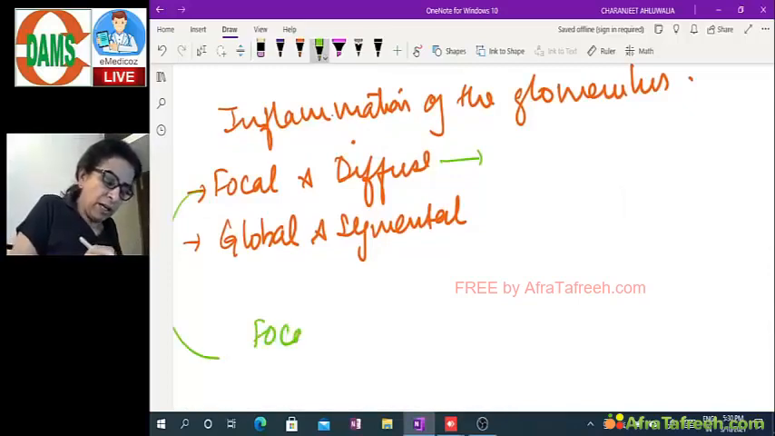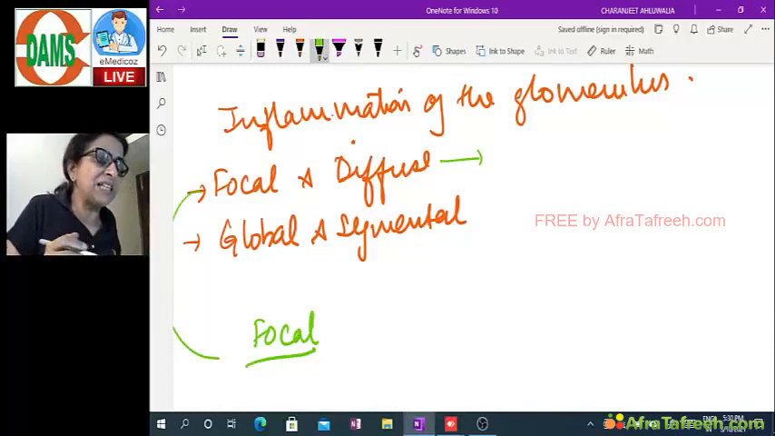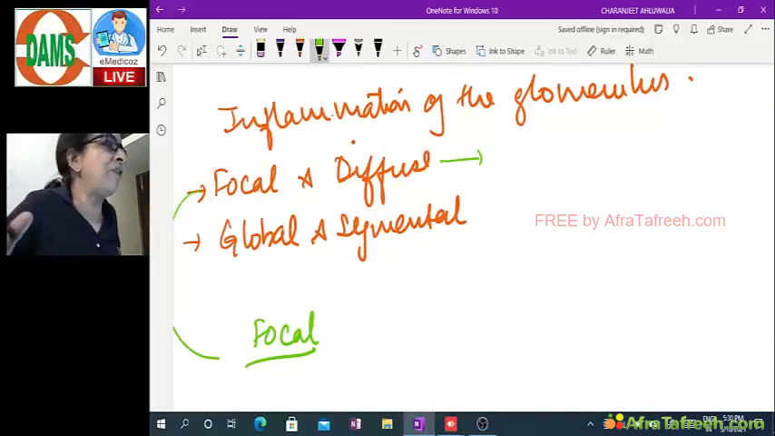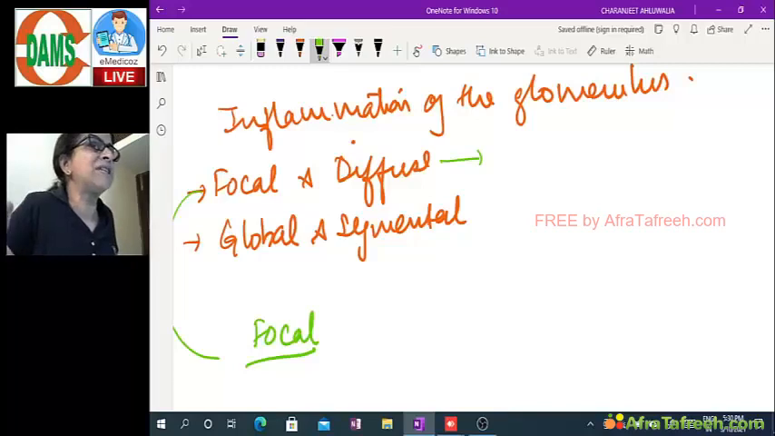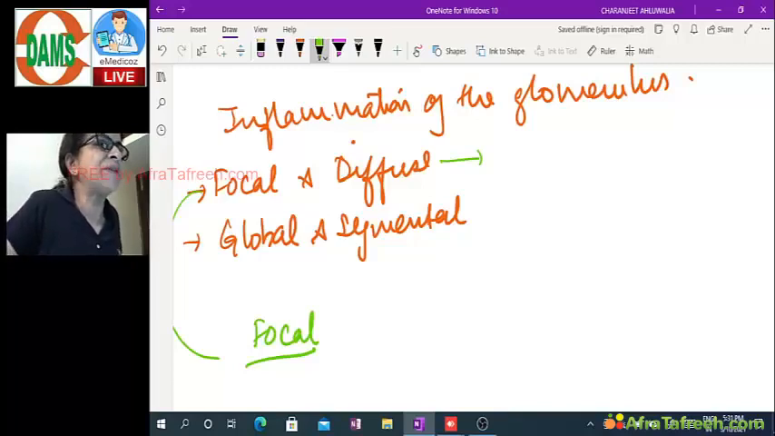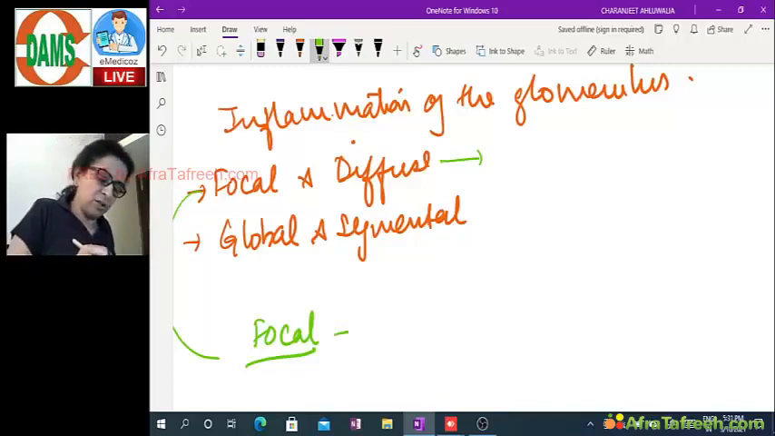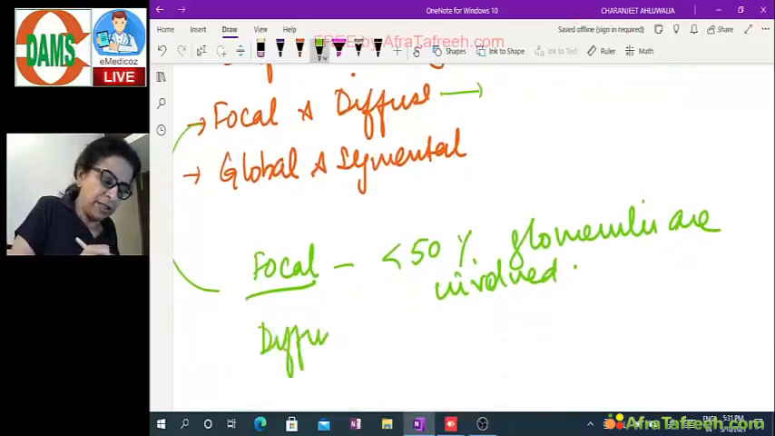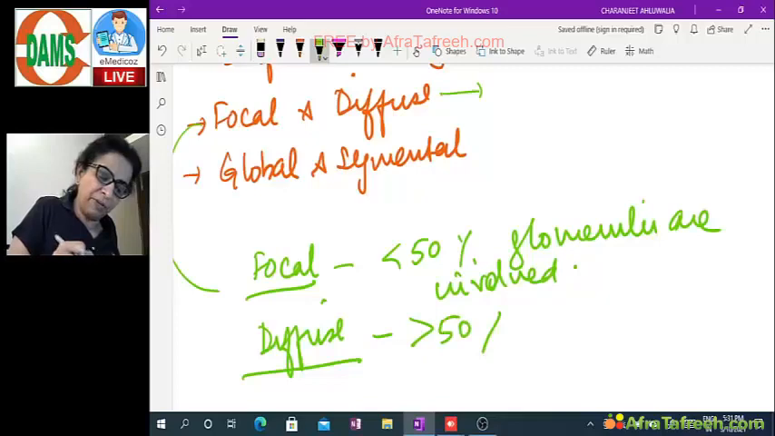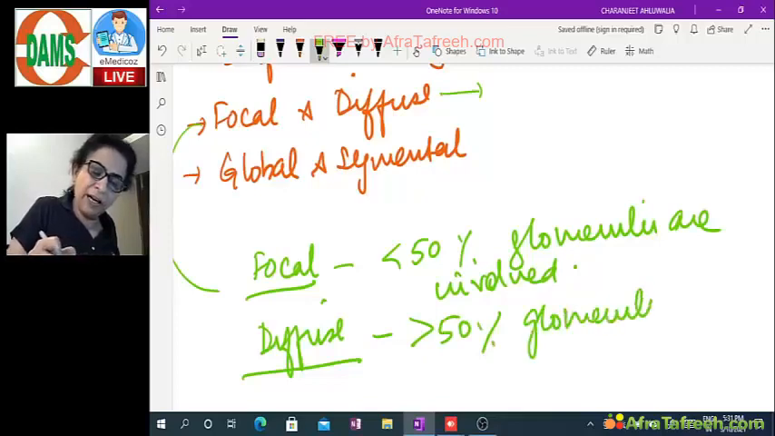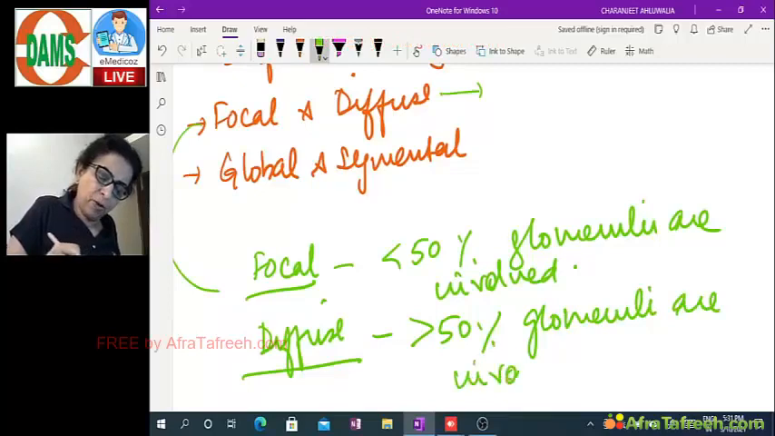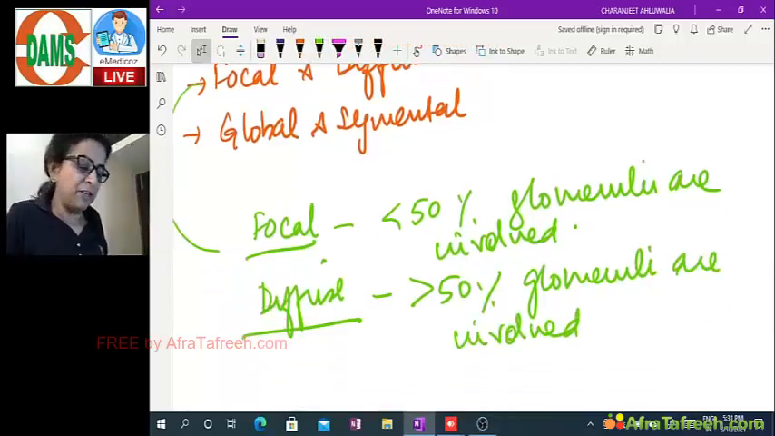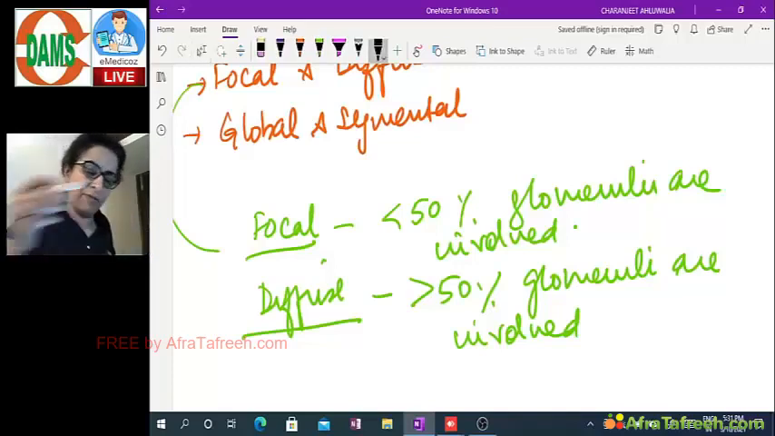What is focal? Focal is a disease which involves less than 50% of the glomeruli. So if there are 1.5 million glomeruli in the kidney, focal disease will be when less than 50% of these glomeruli are involved by the disease. A disease that involves less than 50% of the glomeruli is focal, and diffuse is disease that involves more than 50% of the glomeruli.